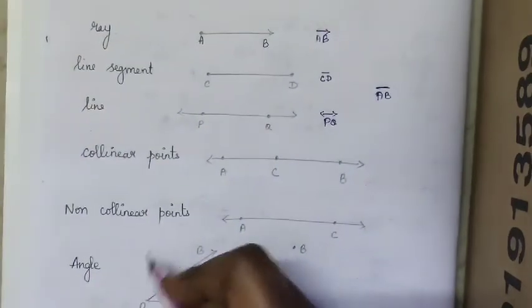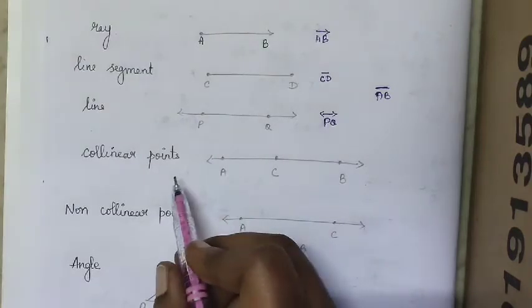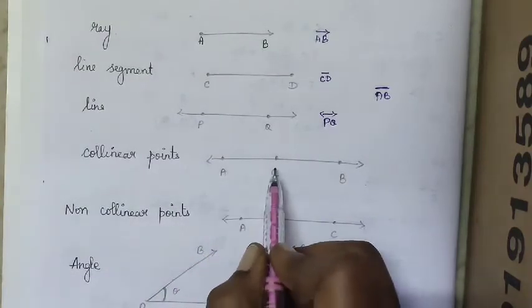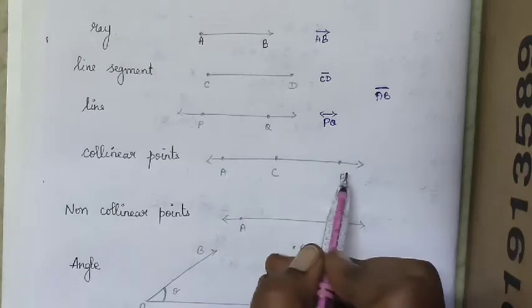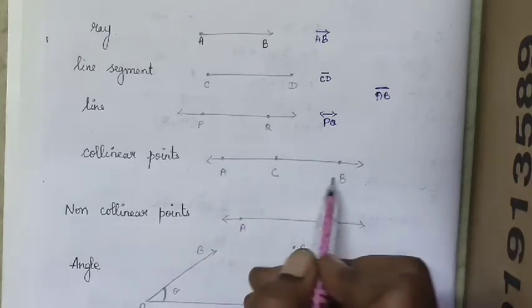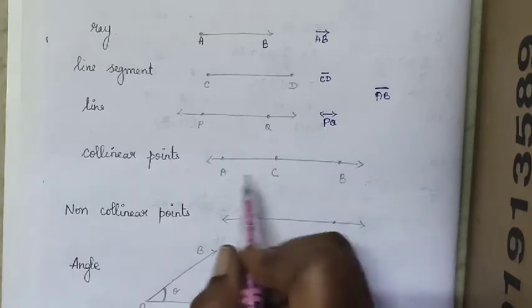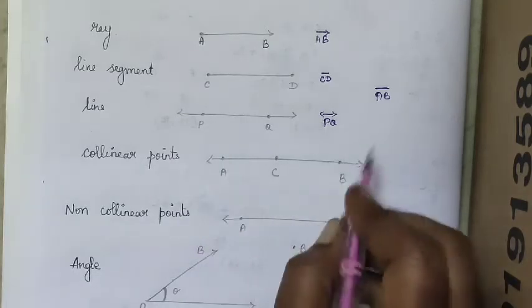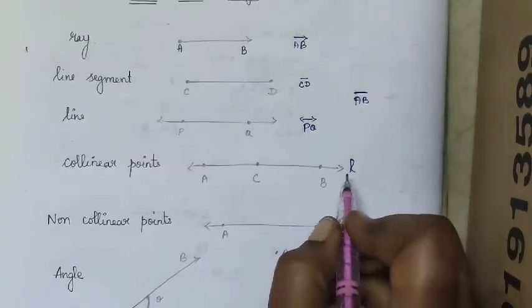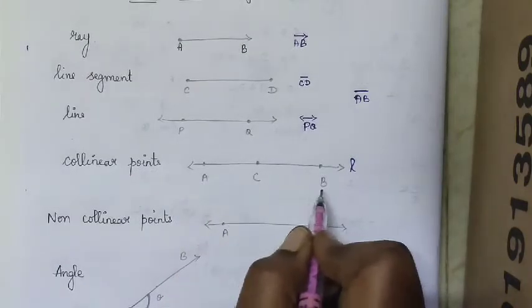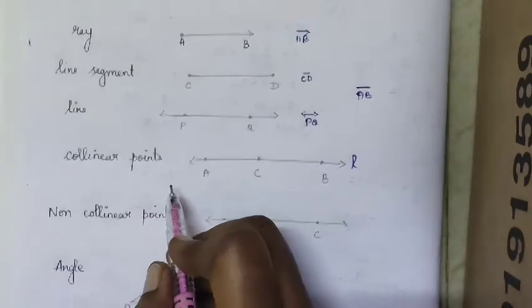Now next is collinear points. Collinear points means if three points lie on the same line, then those three points are said to be collinear points. Point A, point B and point C. All these points lie on a single line L. Therefore, the points A, B and C are called collinear points.